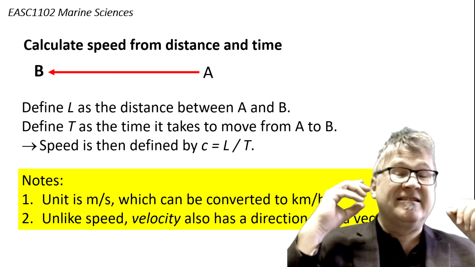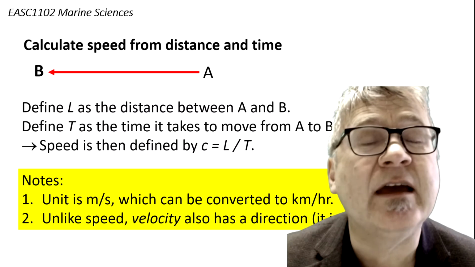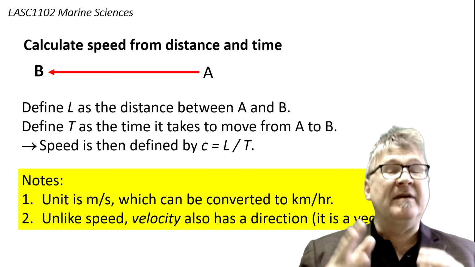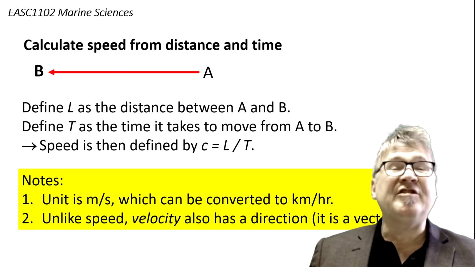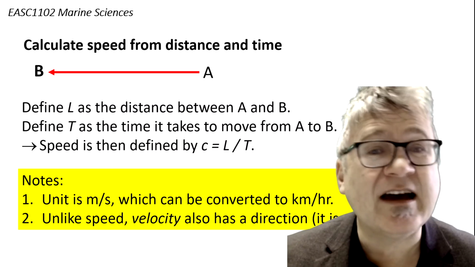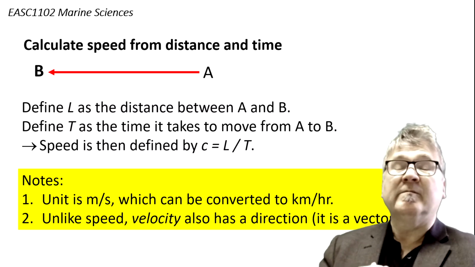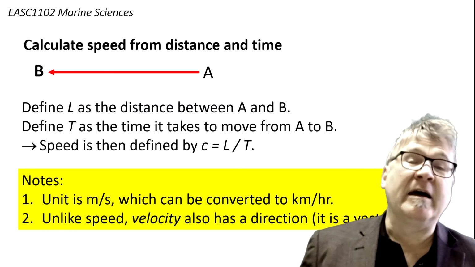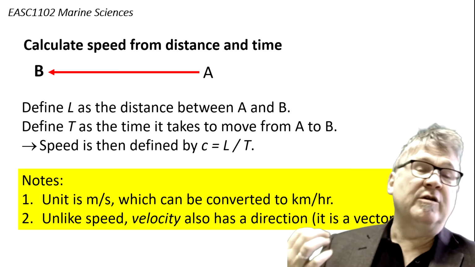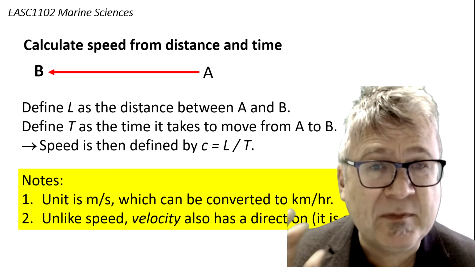So now you can define the time, capital T, as the time it takes to move from A to B. And speed can then be calculated from the ratio of distance divided by time, L over T. Because the unit for time is seconds, the unit of speed is meters per second, and you can convert it to kilometers per hour if you want to, but we're using international units, meters and seconds.